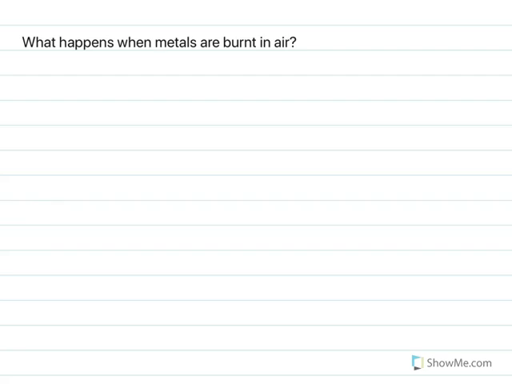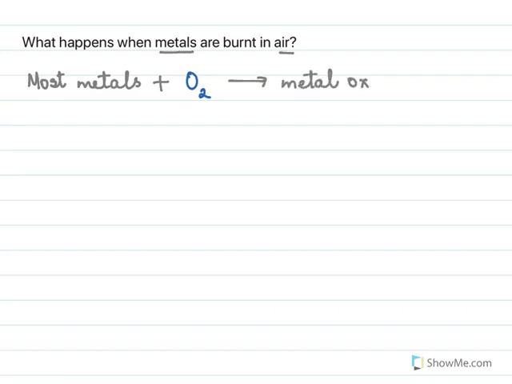What happens when metals are burnt in air? When most metals are burnt in air, they combine with oxygen in the air and form metal oxides. Example, sodium. Sodium is Na. When it is burnt in air, it will combine with oxygen and form sodium oxide.